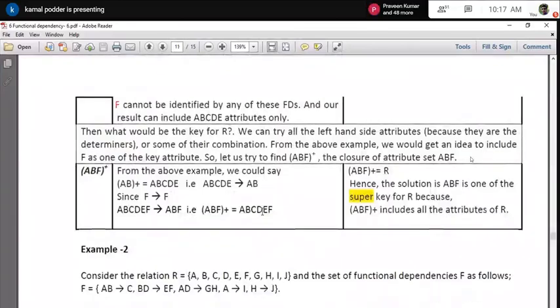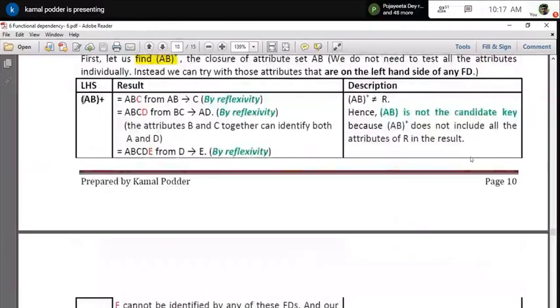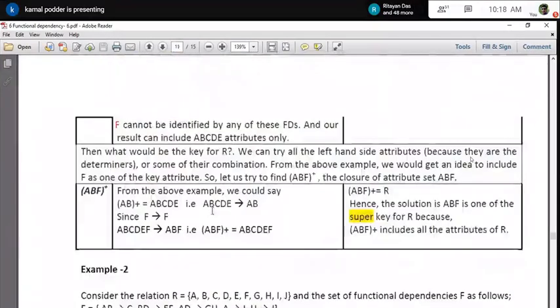Then suppose I have found out that AB is not a super key. Now how to find out whether there is any other super key or not? For that, suppose I assume that ABF is a super key. Now check the closure of AB. What is the closure of AB? Now AB plus is ABCDE, we have already found it out. What does it mean? It means that this set of attributes depends on AB.